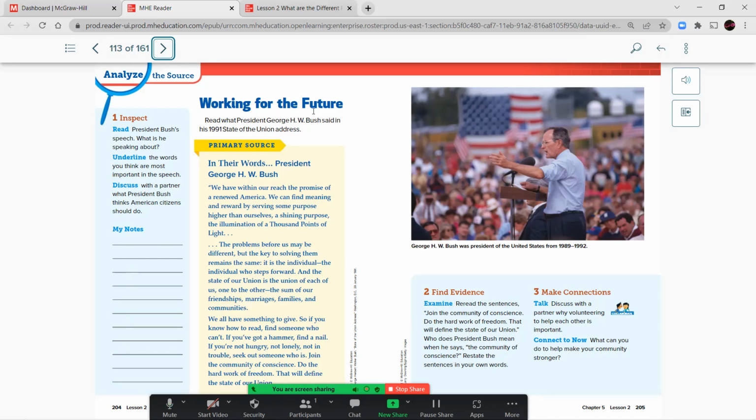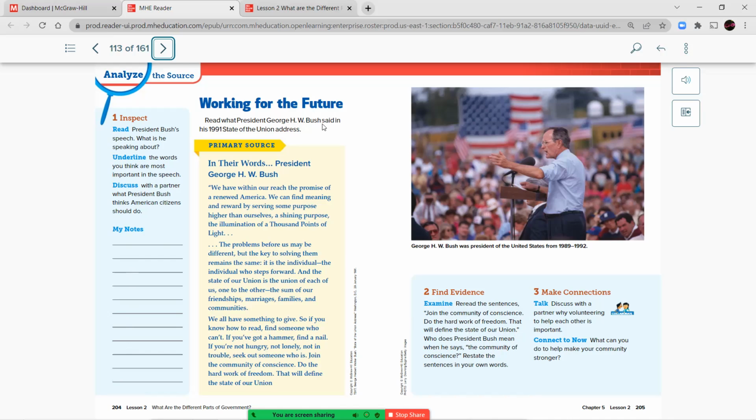Working for the future. Read what President George H.W. Bush said in his 1991 State of the Union address. Primary source, in their words, President George H.W. Bush. We have within our reach the promise of a renewed America. We can find meaning and reward by serving some purpose higher than ourselves, a shining purpose, the illumination of 1,000 points of light. The problems before us may be different, but the key to solving them remains the same.